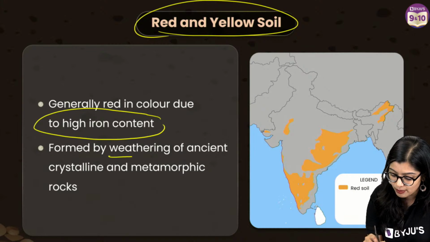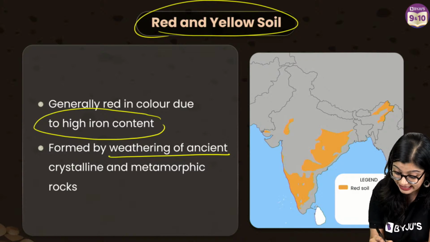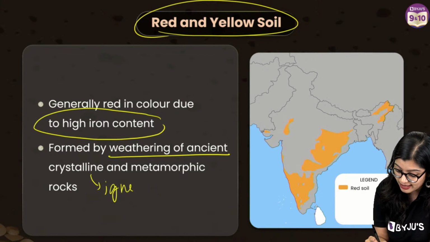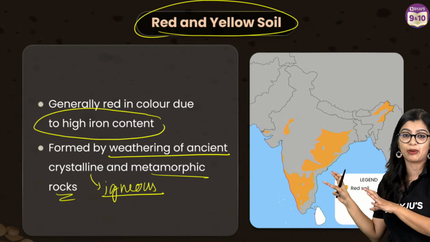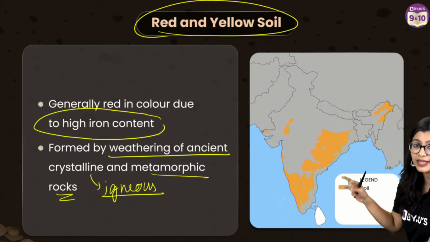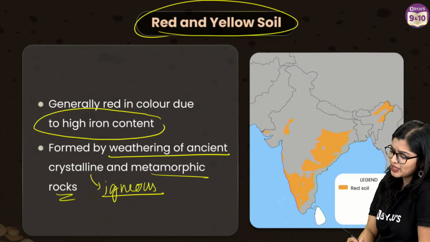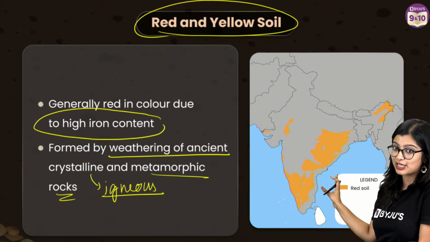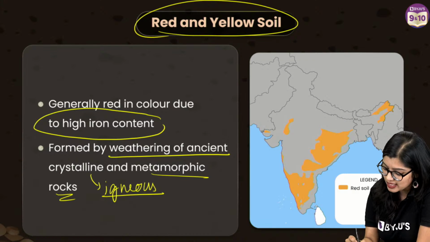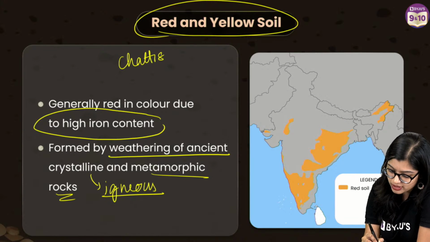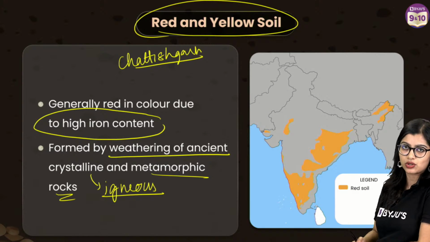Now we see that it is formed by the weathering of ancient crystalline rocks, like your crystalline igneous rock. It's formed by the weathering of igneous rocks and your metamorphic rocks. So it is formed by this, which is why we normally observe the distribution of this red and yellow soil in southern India. In southern parts of the Deccan Plateau, we find it especially in regions like parts of Karnataka, Kerala. We also see a little bit in Chhattisgarh, we find it in Odisha, and some parts of the northeastern region also.